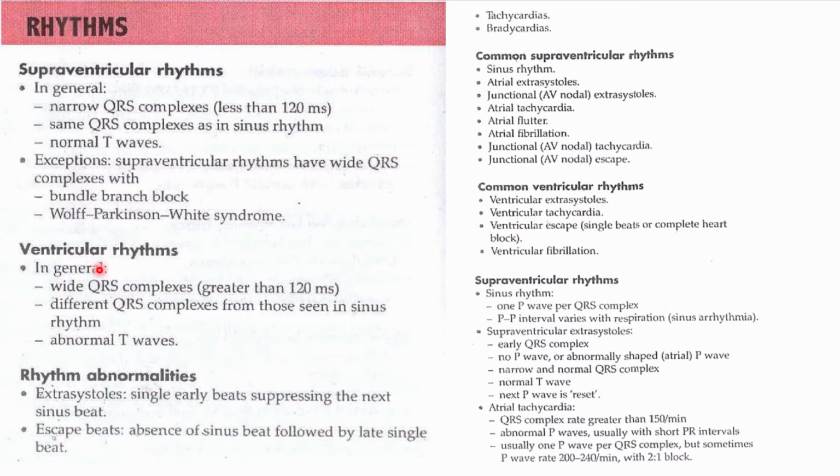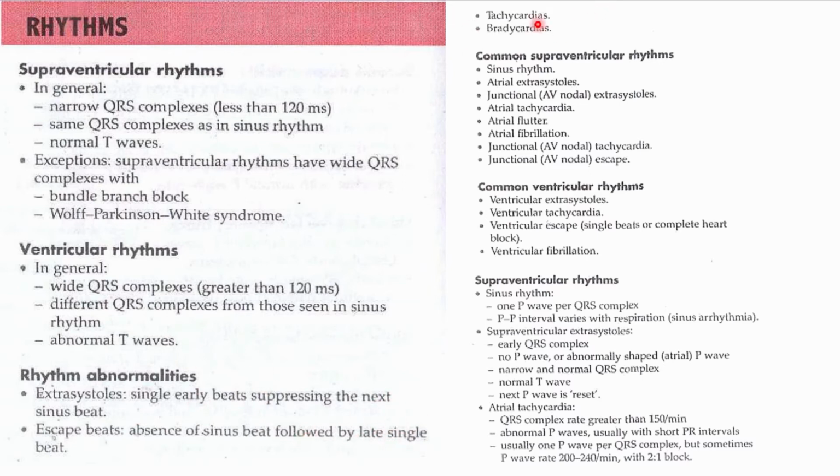You may sometimes get ventricular rhythms, and in general, these are going to have a wide QRS complex that is greater than 120. They'll have different QRS complexes from those that we see in the sinus rhythm, and of course abnormal T waves because the impulse is being carried abnormally in the ventricles. Some rhythm abnormalities include extrasystole, where there's a single early beat that usually suppresses the next sinus beat. You may sometimes get an escape beat, where there's an absence of a sinus beat that's followed by a later single beat. So it's like the other tissues escape.